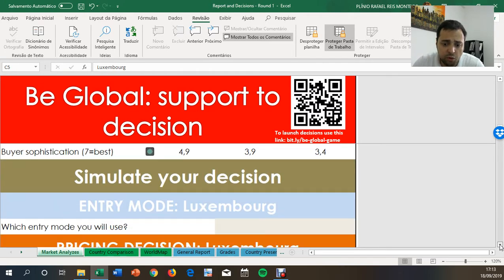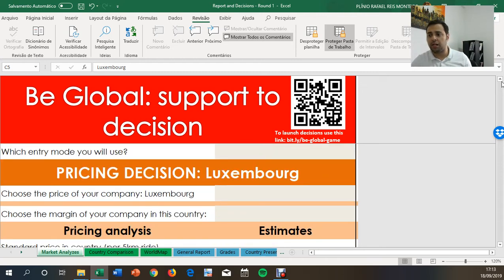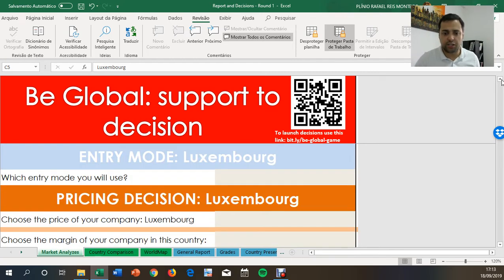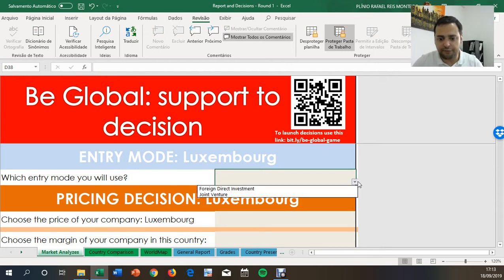But let's move to the decision. Suppose that I'm clear that I want to enter this country using this approach. What do I need to do? The first thing is to choose the way to enter the country. As I told you, you can use foreign direct investment or the joint venture.